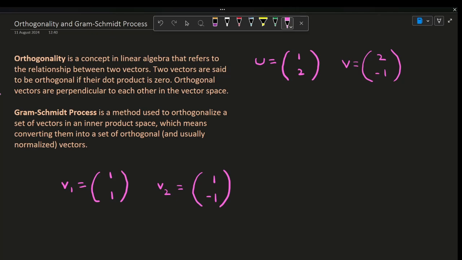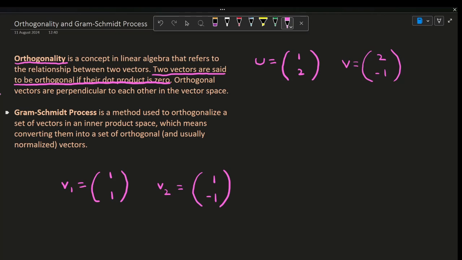In today's video, I'm going to be discussing orthogonality and the Gram-Schmidt process. So let's get started with the definition of orthogonality. Two vectors are said to be orthogonal if their dot product is zero. That's really easy stuff. So two vectors are orthogonal if their dot product is zero.